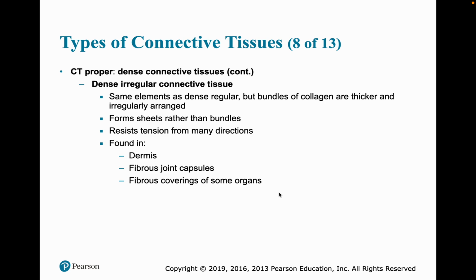The irregular connective tissues have the same elements as the dense regular, but the bundles of collagen are thicker and more irregularly arranged. They're going to form sheets rather than bundles. The reason for this is they need to resist tension from several different directions instead of just one main direction. We're going to find these in the dermis, the layer below the skin, fibrous joint capsules, and the fibrous coverings of some organs.